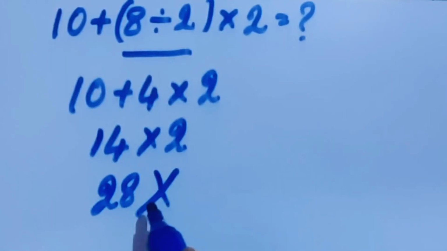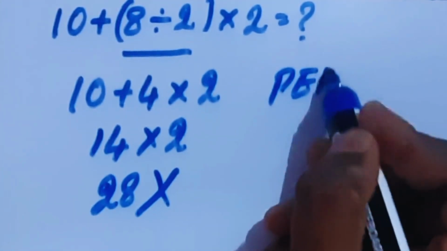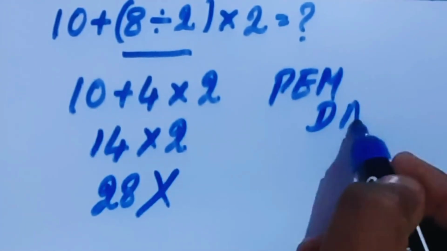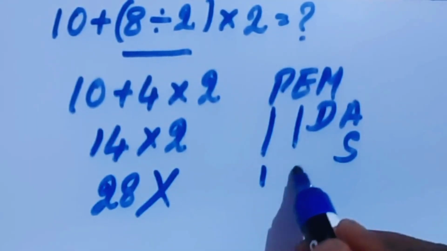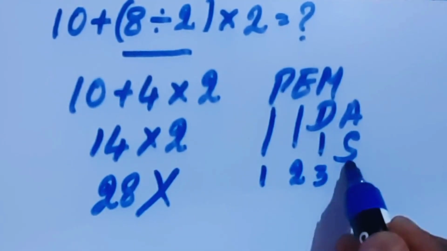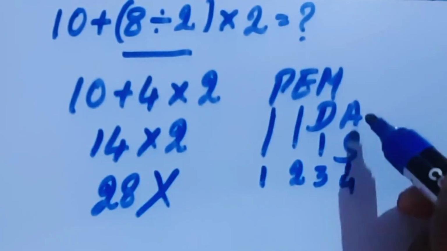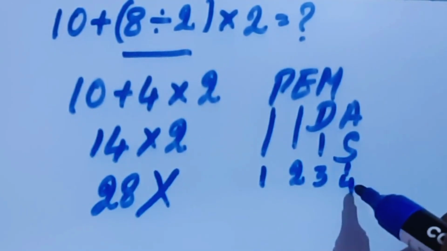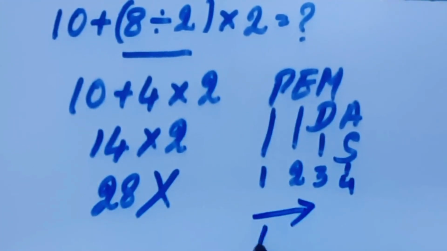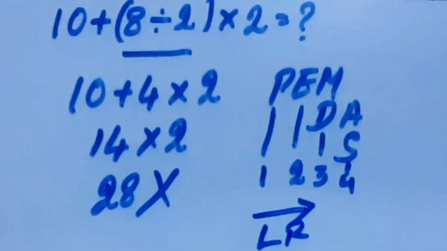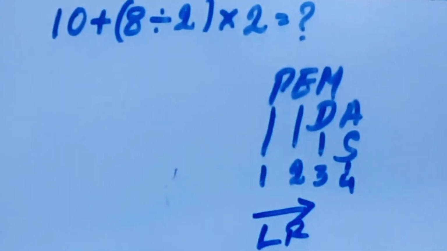This is wrong. As per the order of operations, PEMDAS, addition and subtraction, this is first priority and this is second priority. This is third and this one is fourth. Here multiplication and division are equal priority, that is third priority. Addition and subtraction are fourth priority, equal priority. We have to follow this left to right order in the equation. So we'll see the correct way of doing this problem.